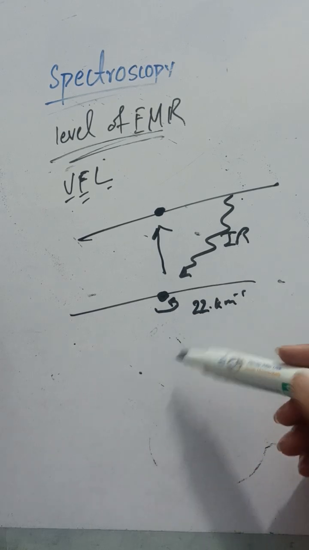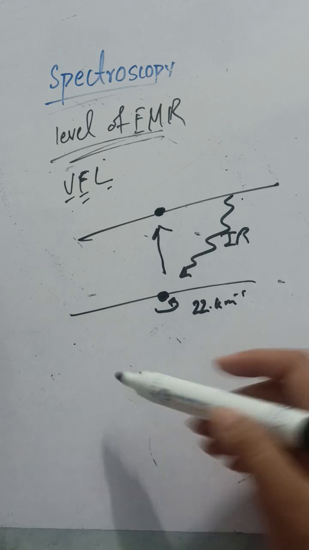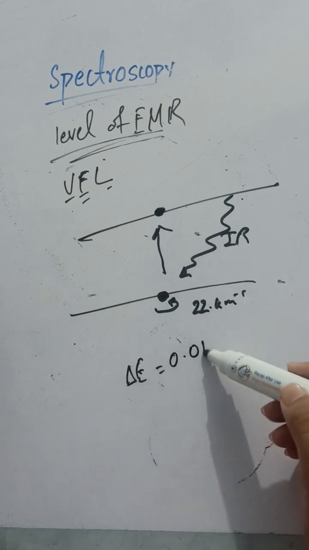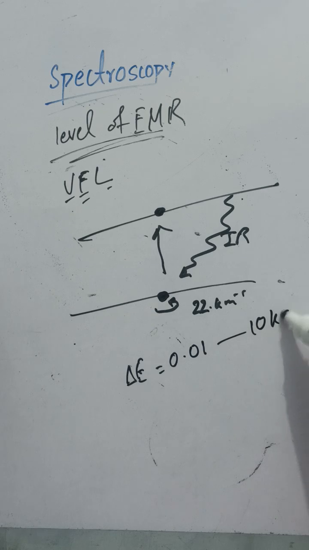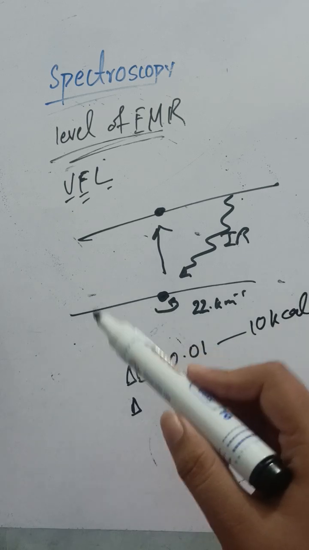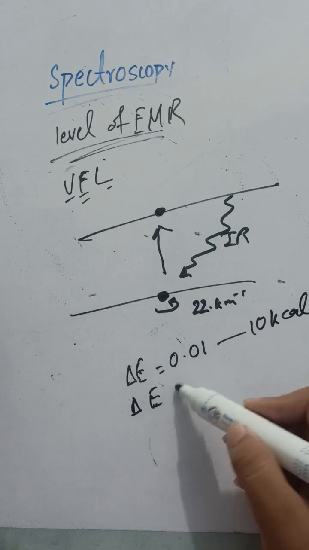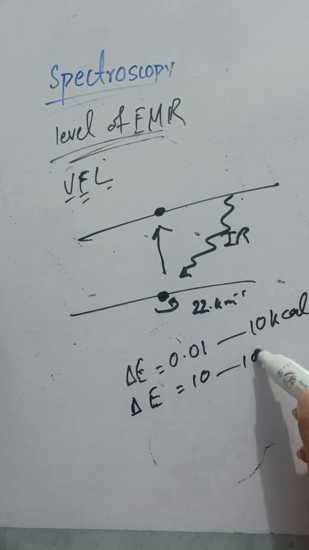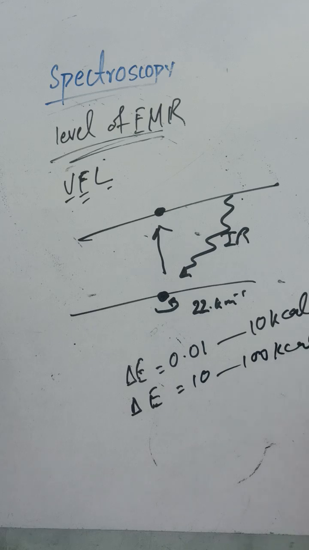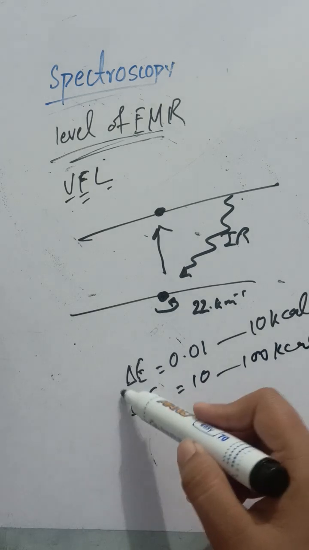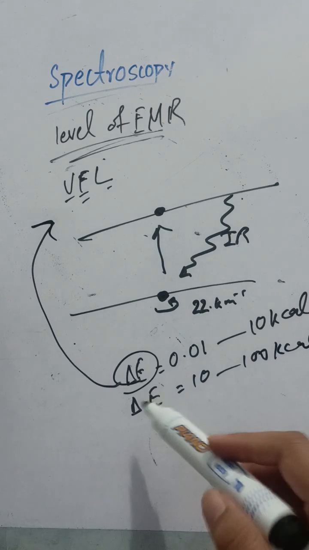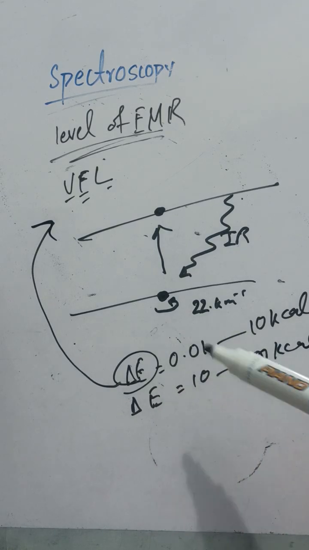But it has less energy than the electronic level, like its delta E is about 0.1 to 10 kilocalories per mole, but the delta E of the electronic energy level is higher, from 10 to 100 kilocalories per mole. The delta E of your vibrational energy level is low, that's why it has lower energy than it.